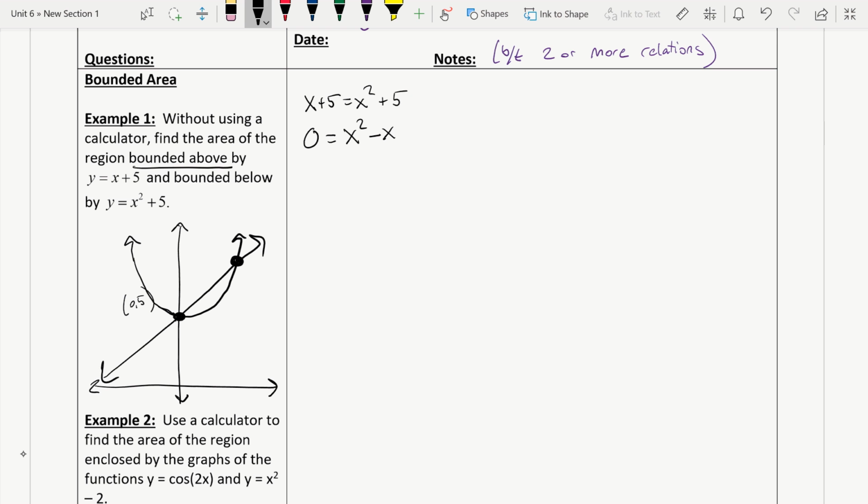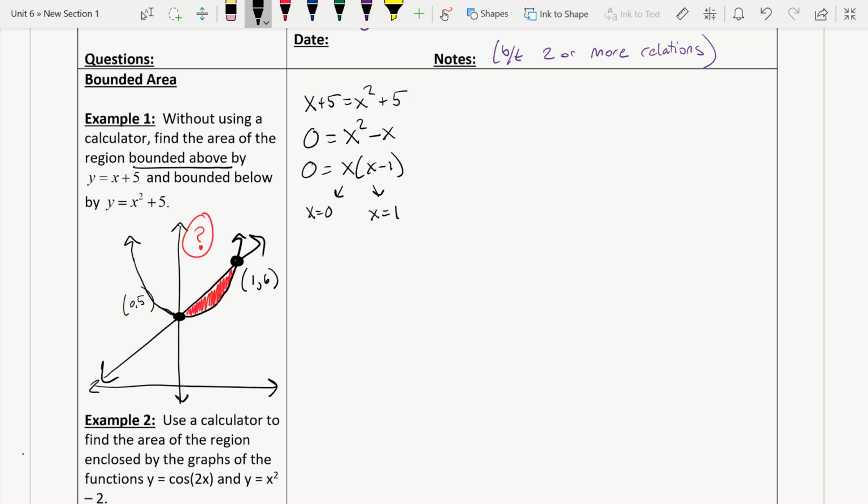Going back to my algebra days, I think we'd have to factor out an x. And then we would solve for each piece, set them both equal to 0, since it's a product. Okay, there's our intersection points, 0, which we already knew, and 1. So specifically this point is 1, 6. So what are we going to do to find this area in red? That's what we want.